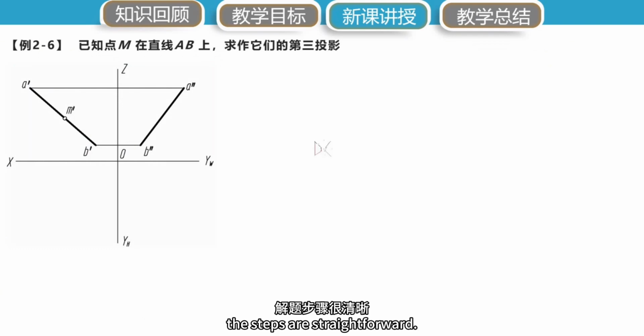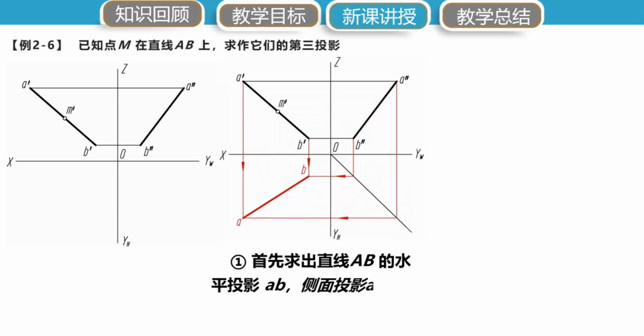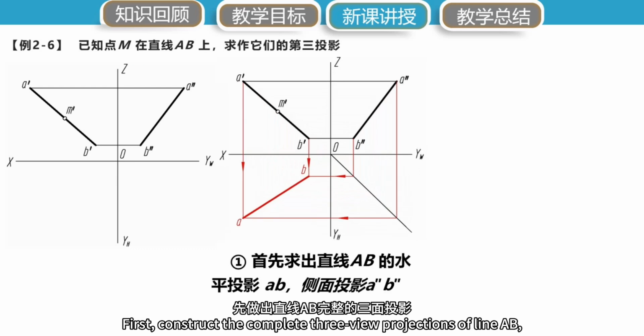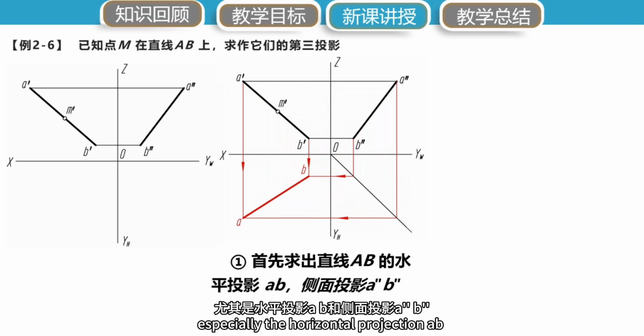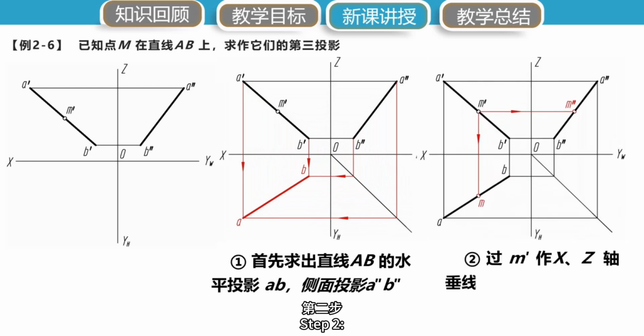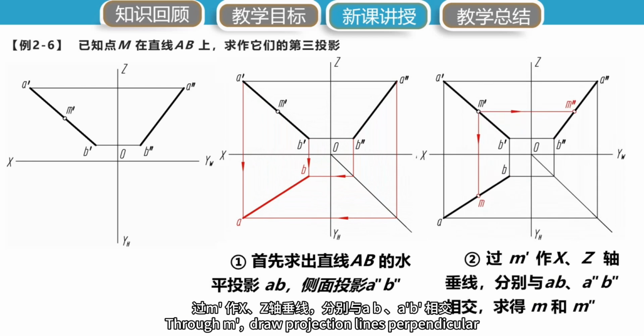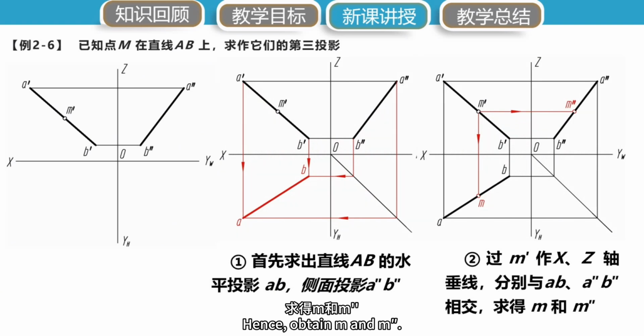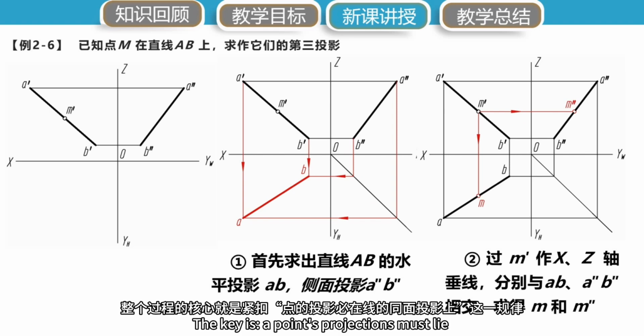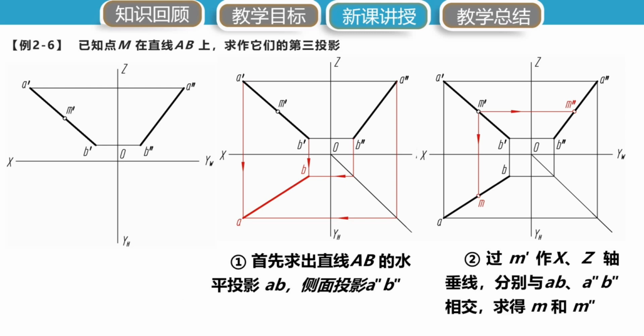Based on this theorem, the steps are straightforward. Step 1. First, construct the complete three-view projections of line AB, especially the horizontal projection ab and the profile projection a''b''. Step 2. Through m', draw projection lines perpendicular to the x-axis and z-axis. Let them intersect ab and a''b'', respectively. Hence, obtain m and m''. That completes the construction. The key is, a point's projections must lie on the corresponding projections of the line.